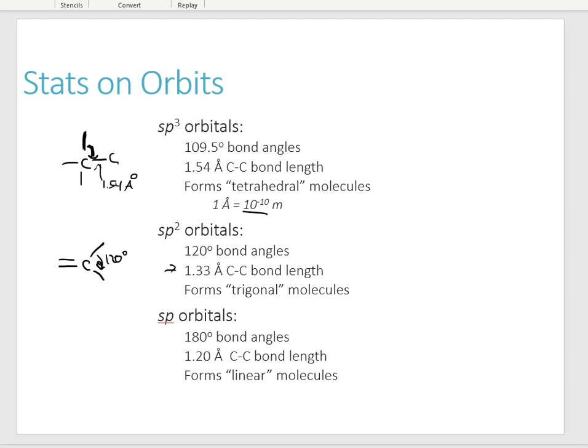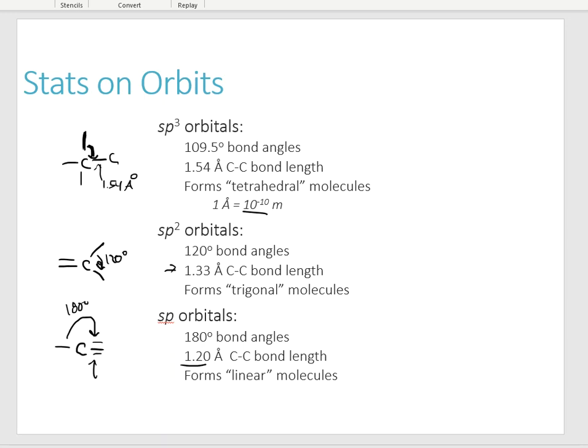And then finally, the sp orbitals. The sp orbitals were basically a carbon that's attached to 2 others. So that means that one of these had to be a triple bond. As you can imagine, this is pretty much a straight line. That's why these bond angles are 180 degrees. The length of this particular triple bond is even shorter because there are more electrons and there's more glue holding them closer together. So this goes from 1.33 down to 1.20, so that bond length gets even shorter.